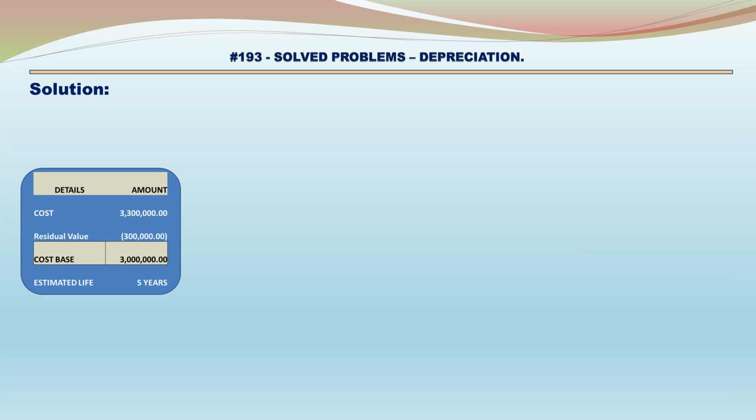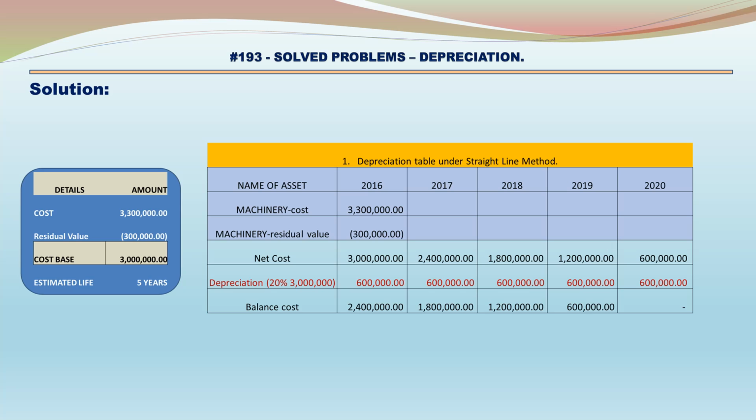Solution. Details amount. Cost 3,300,000. Residual value 300,000. Cost base 3 million. Estimated life 5 years. 1. Depreciation table under straight line method. Name of asset. Year 2016, 2017, 2018, 2019, 2020. Machinery cost 3,300,000. Machinery residual value 300,000. Net cost 3 million.